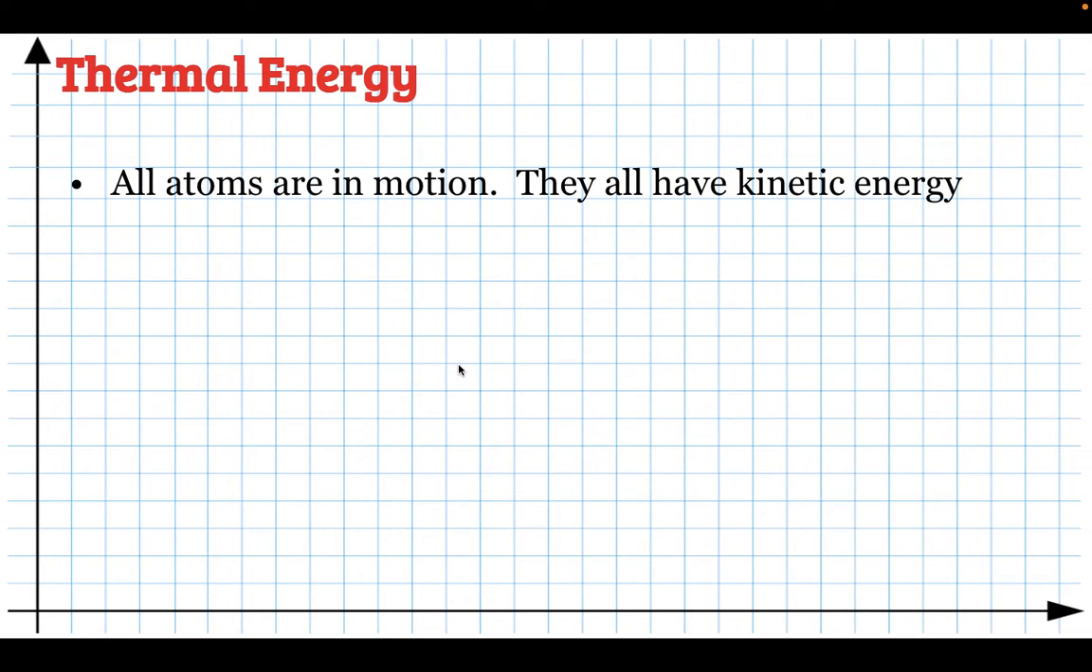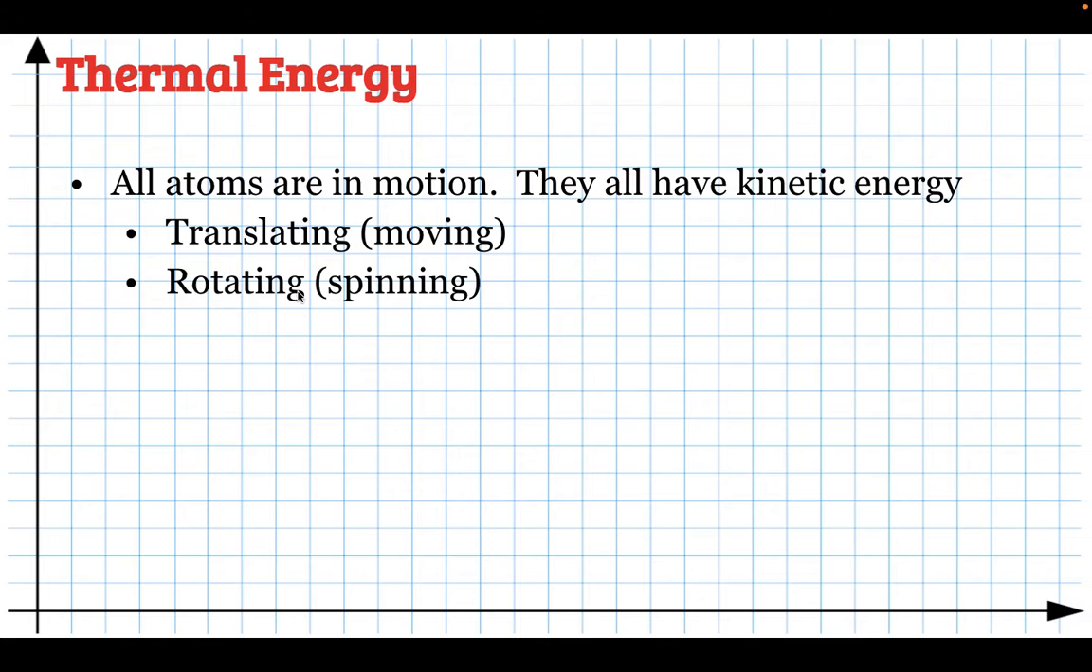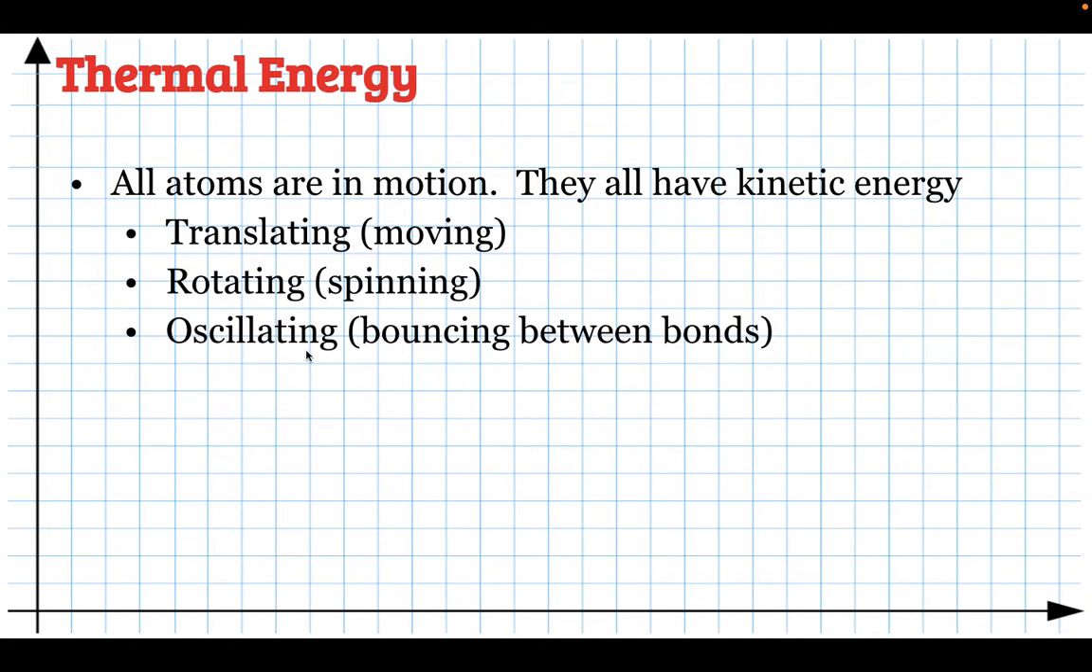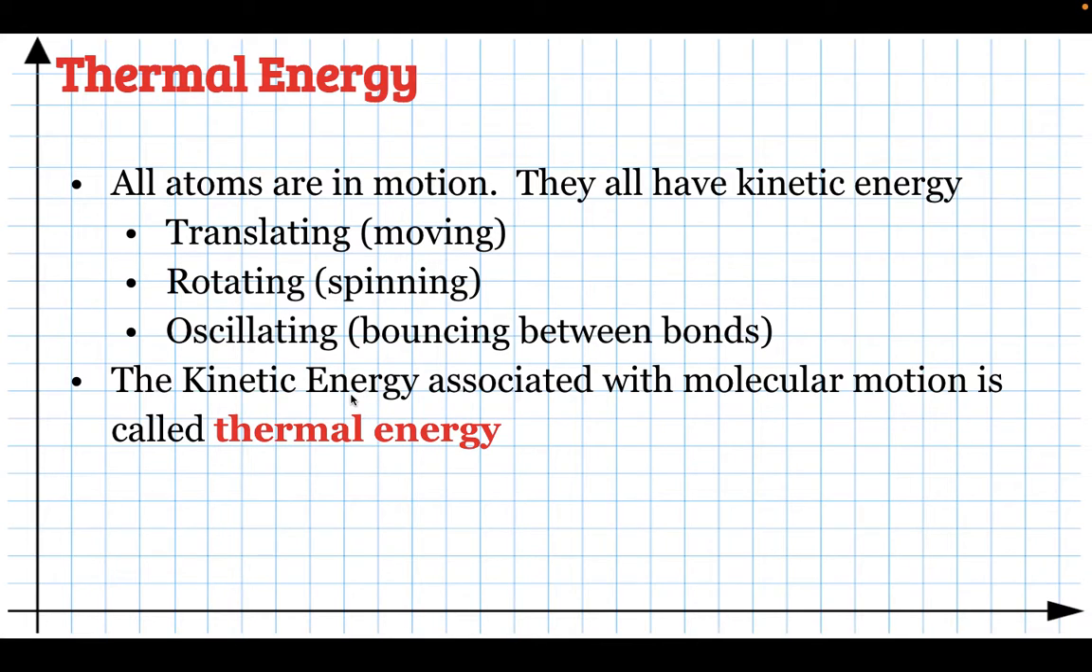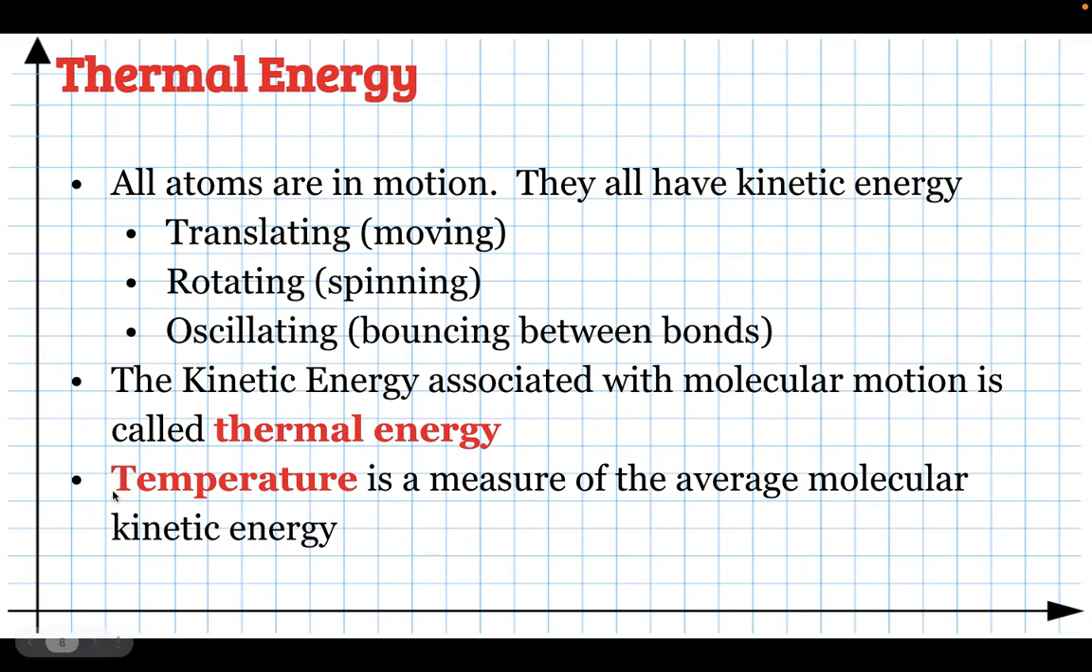So what we now know is that all atoms are in motion. They have kinetic energy. They move through space, they rotate, and they can kind of bounce. You can imagine the molecules, the hydrogens and the carbons connected to each other by little tiny springs. They're not really springs, but they act that way. And they can kind of bounce between those and oscillate on the bonds. All of this motion is kinetic energy, but it's kinetic energy that's associated with the molecular motion, and we call that thermal energy. So if you ask, what is thermal energy? It's the kinetic energy associated with the motion. And temperature is sort of a measure of the average kinetic energy that each molecule has.